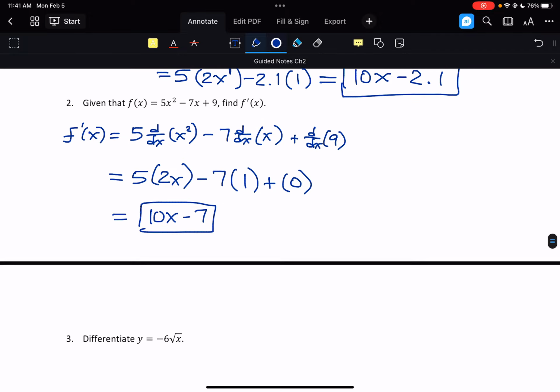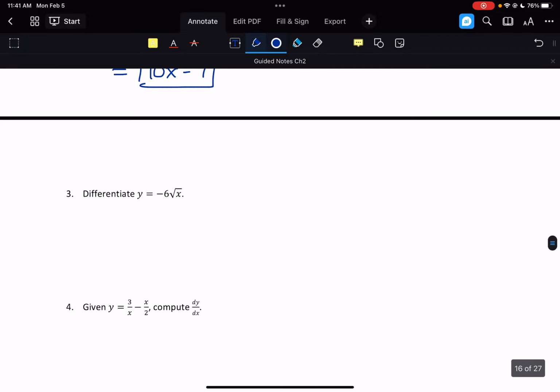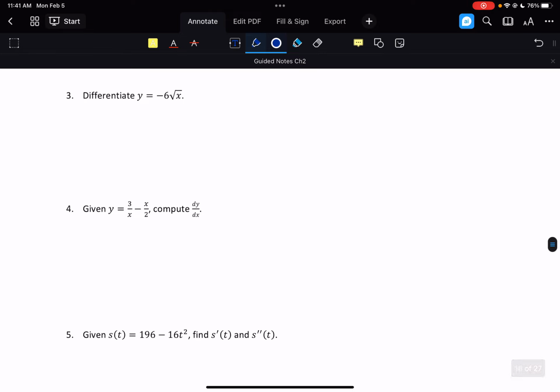So let's look at some different functions here. Differentiate y equals negative 6 times radical x. So when it comes to evaluating radical functions, we have to bear in mind that a radical function is the same thing as a fractional power. So like the square root of x is the same thing as x to the 1/2. So if we want, I'll use the Leibniz notation here. Pull out the negative 6, derivative of x to the 1/2.